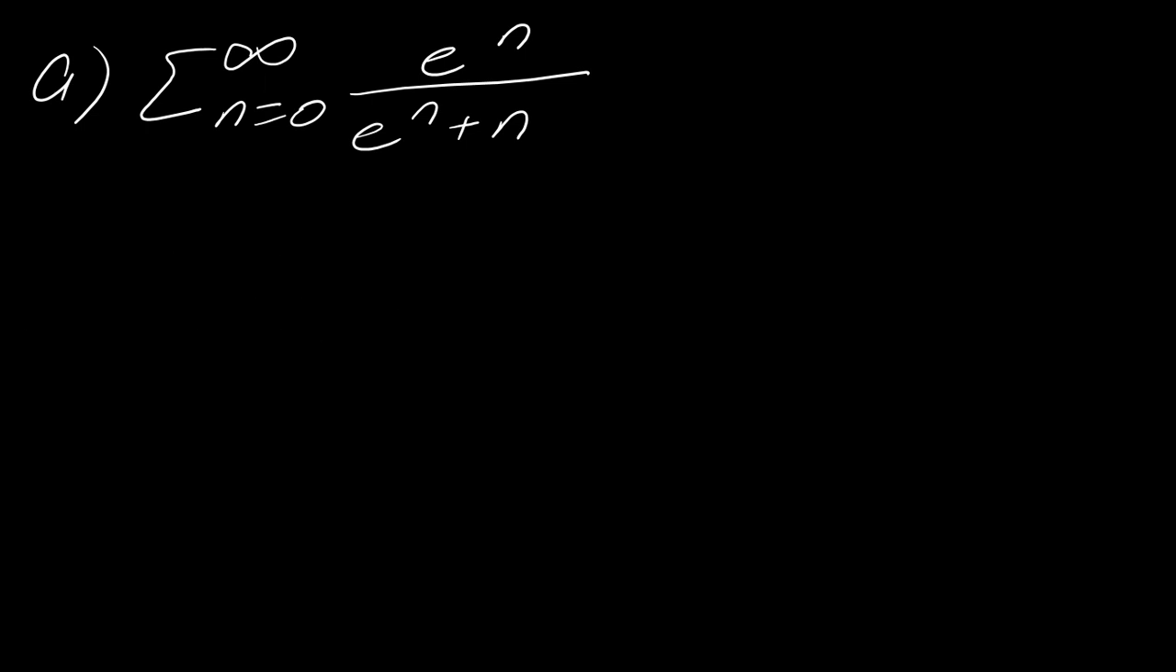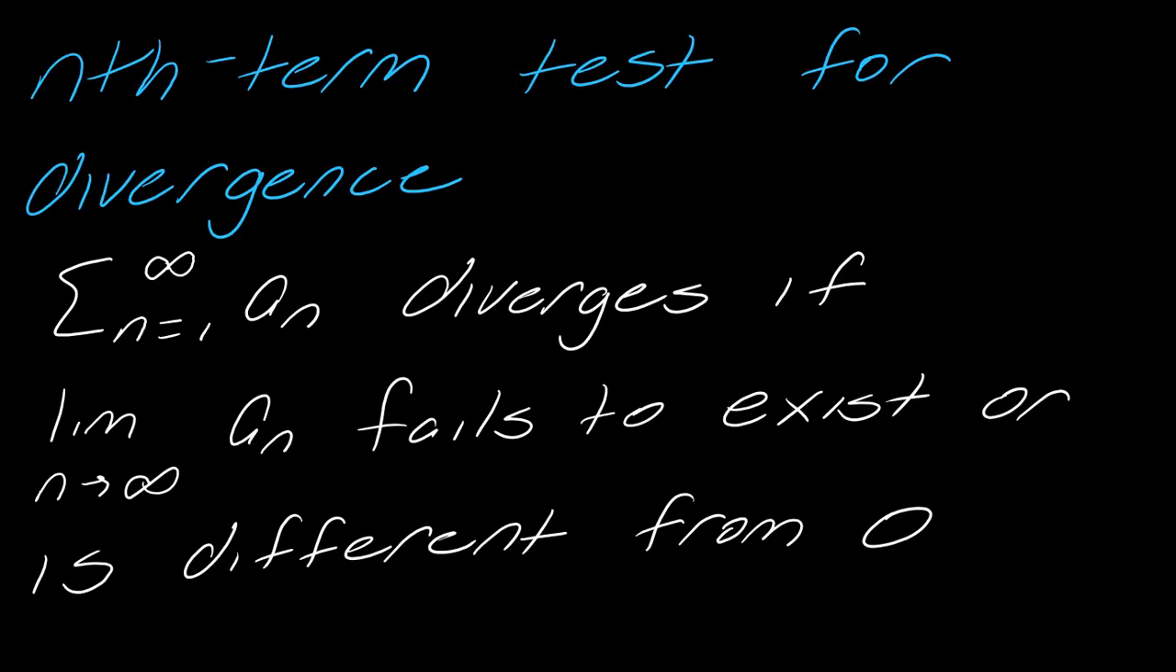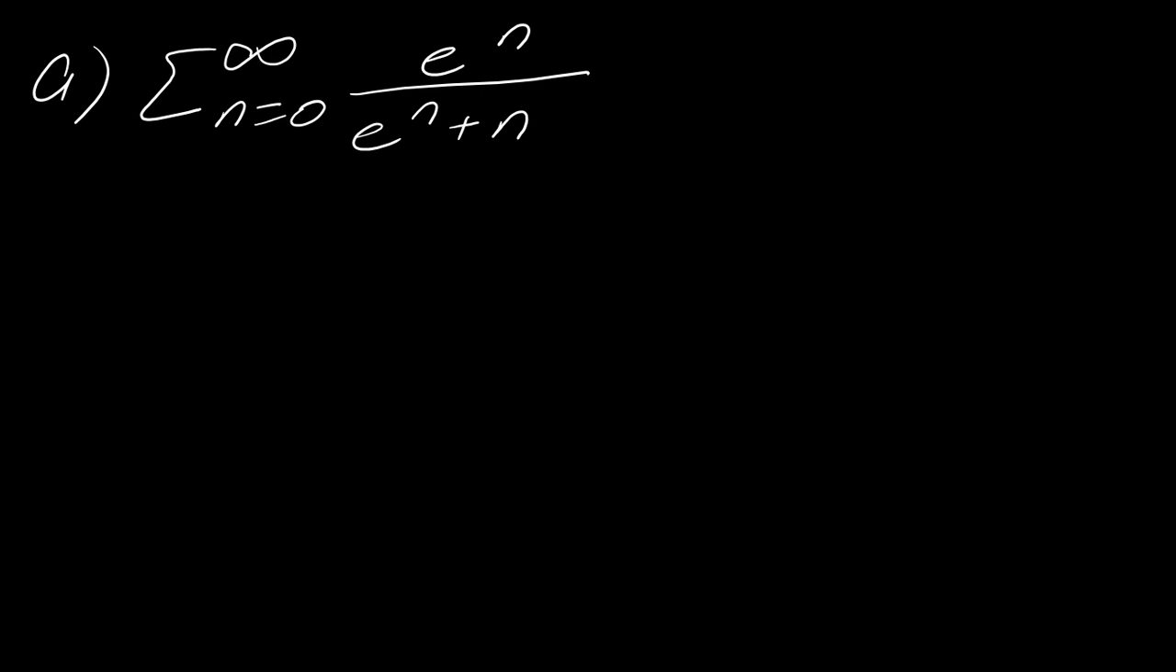Okay, so I've got e to the n over e to the n plus n. What does the nth term test for divergence say? It says that a series diverges if the limit as n approaches infinity for the sequence either fails to exist or is different from 0. I want to point out that this only states whether something diverges. It has nothing to say about convergence. So all we're being asked here is to determine whether this diverges or not.